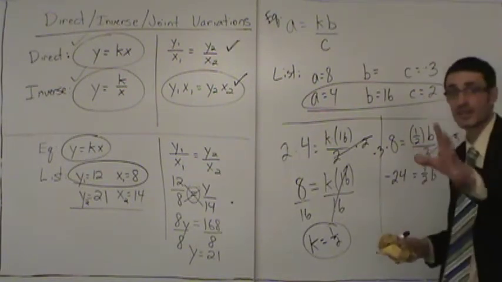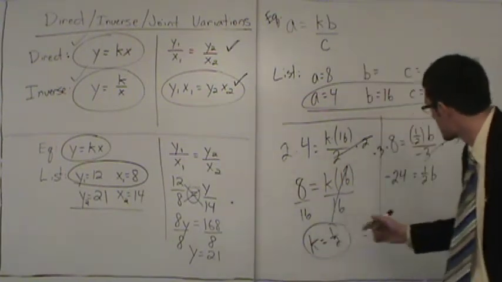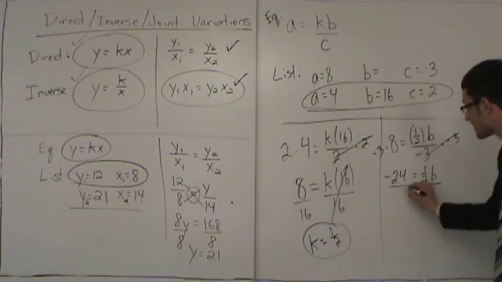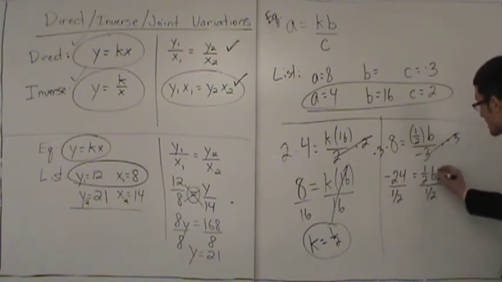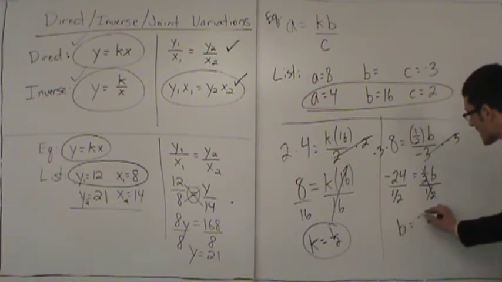Quick discussion here. 1 half B. You're going to be seeing this a lot in this class, guys. Okay, so do we divide by a half? Is it okay to divide by a half? Yes. If B is being multiplied by half, can we divide by a half? Yes. It's tricky. So we say B is equal to negative 24 divided by a half.